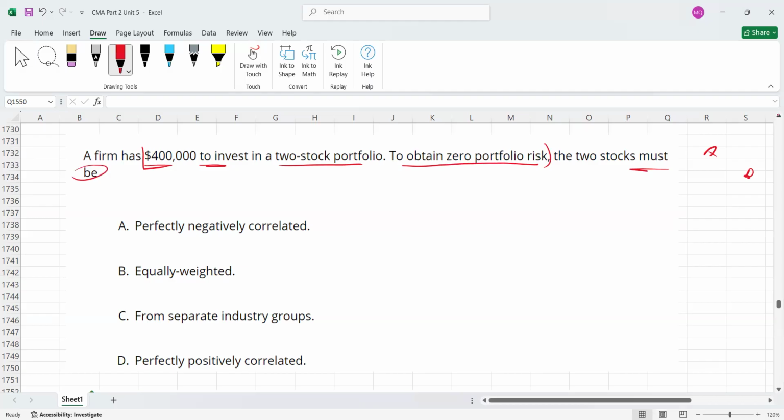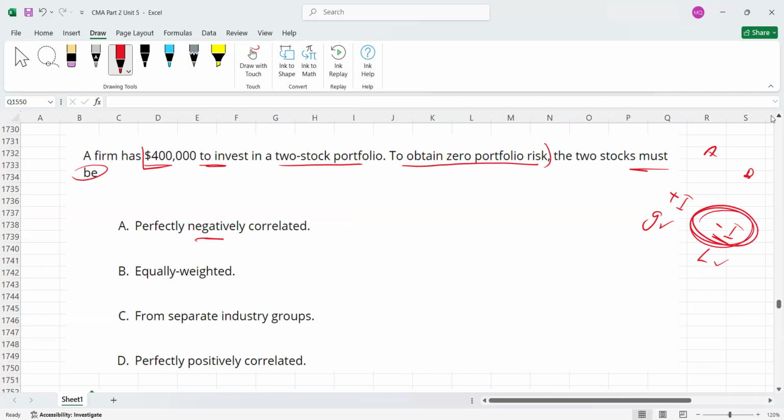Perfectly negatively correlated. Yes, there should be a negative correlation. Like if one stock has plus one, which is called perfect direct correlation, the other stock should have minus one, right? Perfect inverse correlation. So if you get a gain on one side you will get a loss on the other, right? The gain on one side will be netted off with the loss on the other side, or the loss on one side will be netted off with the gain on the other side. So you always select the securities with inverse correlation.